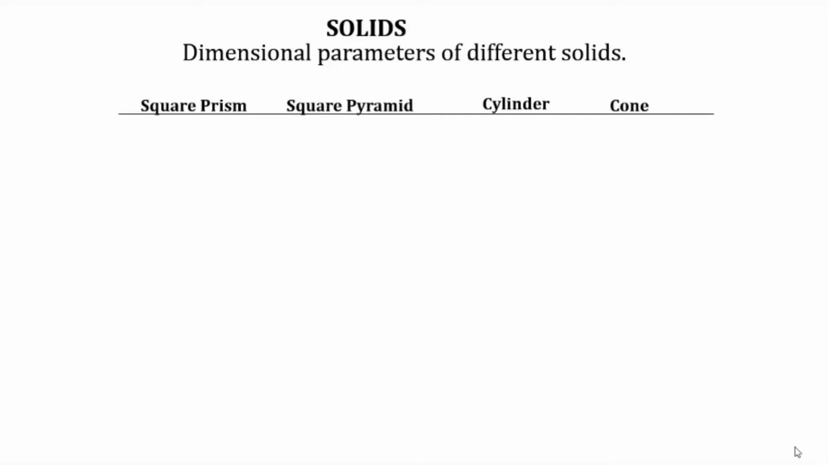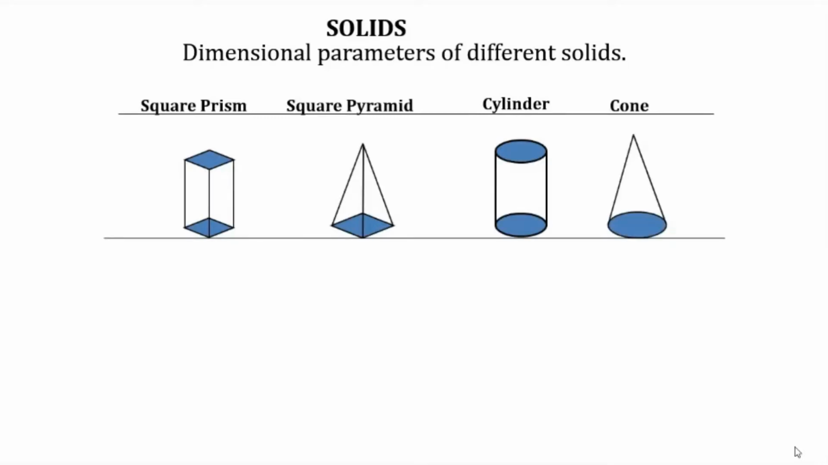Now, let's see which are the various dimensional parameters or the different terms associated with each of these solids. 2 terms we have already seen. That is, one is the base and the other one is the apex. And in the case of a square prism, square pyramid, cylinder, cone, which are the different terms associated with them. So all these shapes are given.